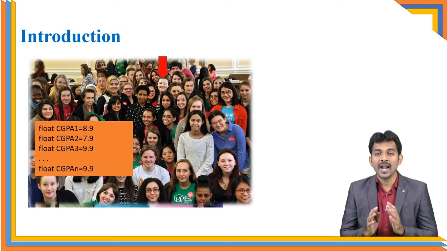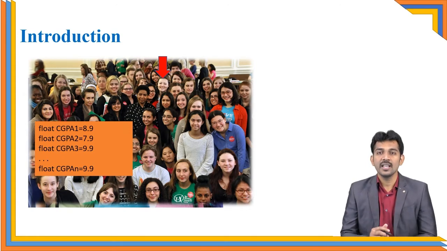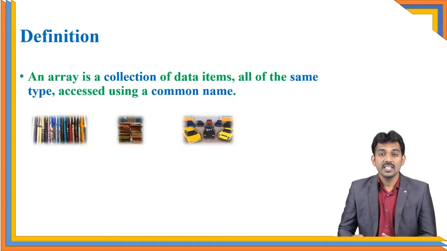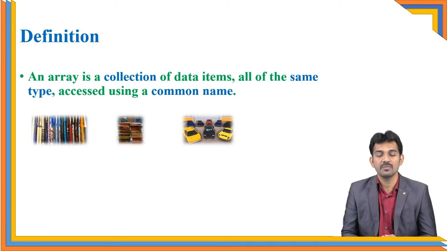So if you want to handle such kind of data, meaning a collection of the same kind of data, then you can opt for arrays. Arrays are the best thing to process the same kind of data. That is why, see, this is the definition: an array is a collection of data items, all of the same type. That is very, very important. Sometimes it's called a collection of homogeneous items, right?